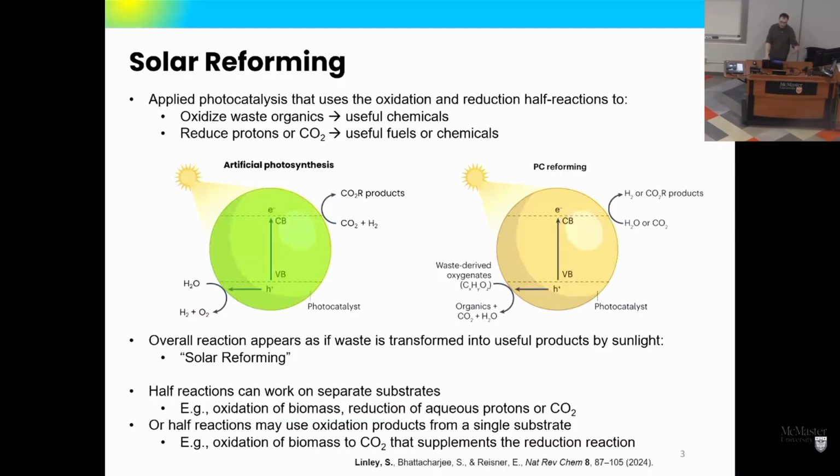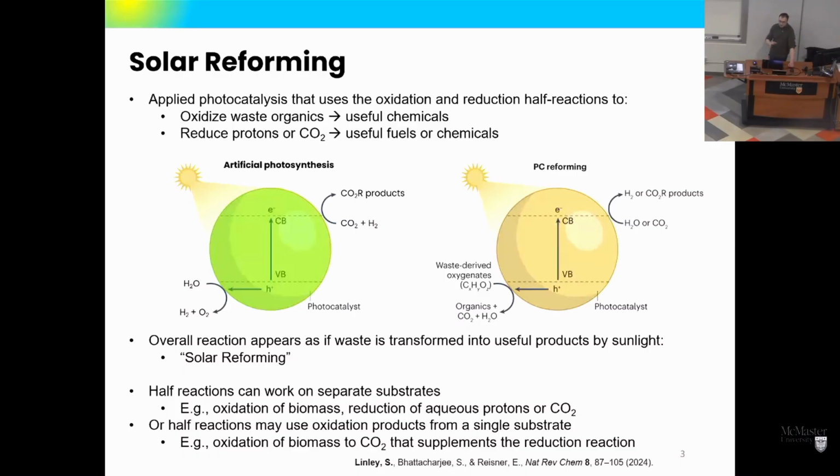On one half of the reaction, we're oxidizing these waste organics. We're trying to make use of these waste compounds that have no other intrinsic value, transforming them into useful chemicals. On the other half, we're doing some other reduction reaction. The low-hanging fruit in this process is converting free protons into hydrogen gas, but there have also been examples of converting carbon dioxide into higher order fuel compounds, like carbon monoxide or methanol.